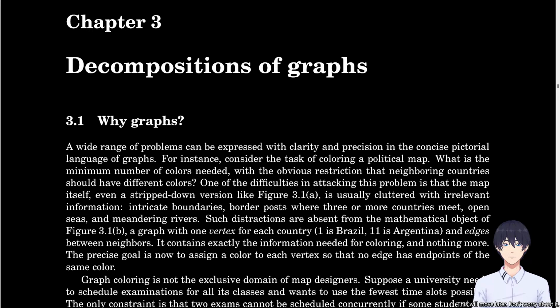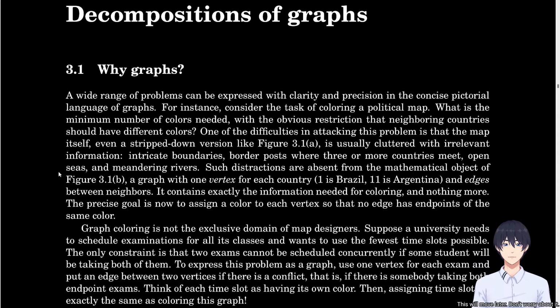A wide range of problems can be expressed with clarity and precision in the concise pictorial language of graphs. For instance, consider the task of coloring a political map. What is the minimum number of colors needed with the obvious restriction that neighboring countries should have different colors? Yeah, I've heard of that. It's like the minimum coloring problem. I think you can do that with backtracking of some sort.